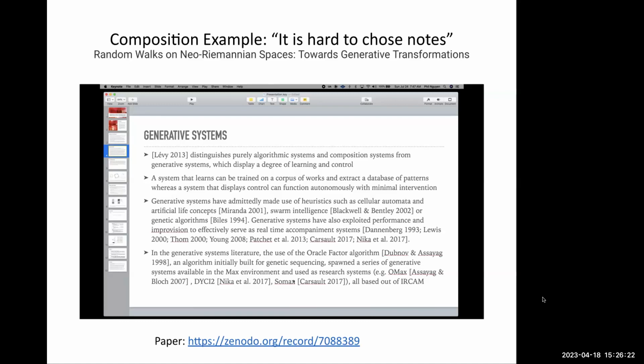Generative systems have also been exploited in performance and improvisation to effectively serve as real-time accompaniment systems. So you have the Voyager system by Lewis and a bunch of other systems by Dannenberg, Young, Pachet, and others. There's also a bunch of generative systems in the literature that make use of the Factor Oracle algorithm. They were mostly based out of IRCAM, and they spawned a bunch of systems available in the Max environment, such as OMax, DYCI2, or SoMax.